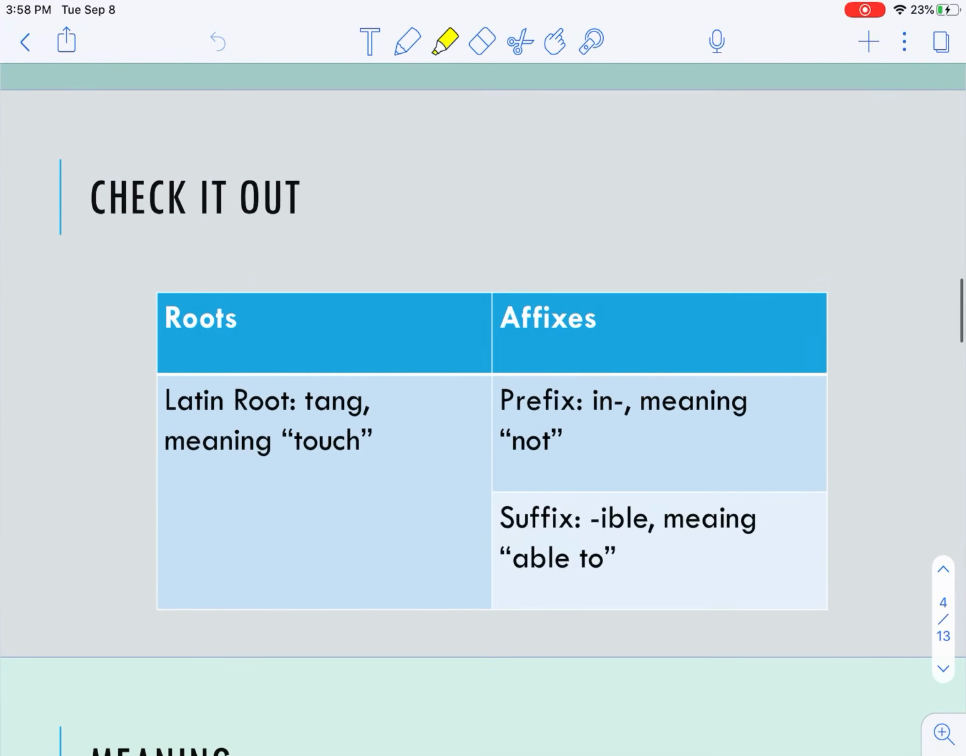So let's take a look at the word. Here we have tang, which means touch. We've got the prefix in, which means not. And then the suffix ible, which means able to. So we can create the word intangible. And intangible would mean not touch, able to.